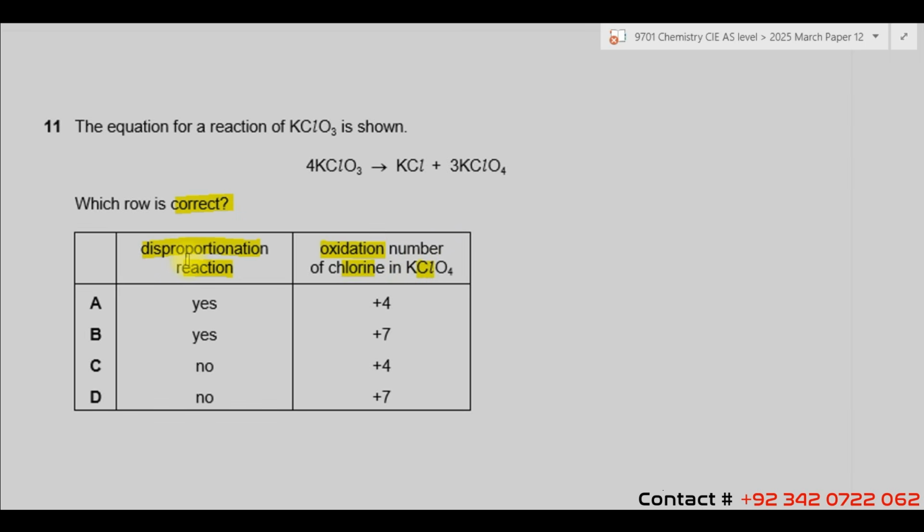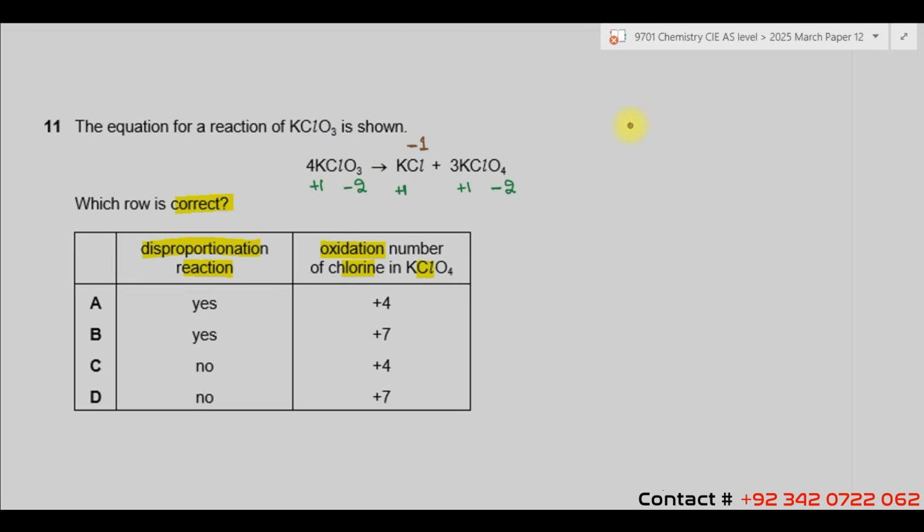Disproportionation means self-oxidation reduction. If the same element is oxidized as well as reduced, then it will be a disproportionation reaction. Let's find out the oxidation numbers. K is +1 always. Oxygen is -2. Now chlorine is left. So in KCl, if K is +1, chlorine must be -1 because overall it's neutral.